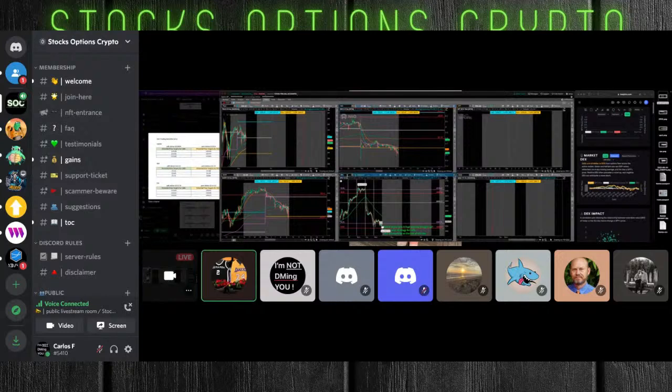We have Amazon, which is one of my favorites to play. I'm going to pull that up a little bit, and we have 128.85 for calls and 126.69 for puts. Okay.